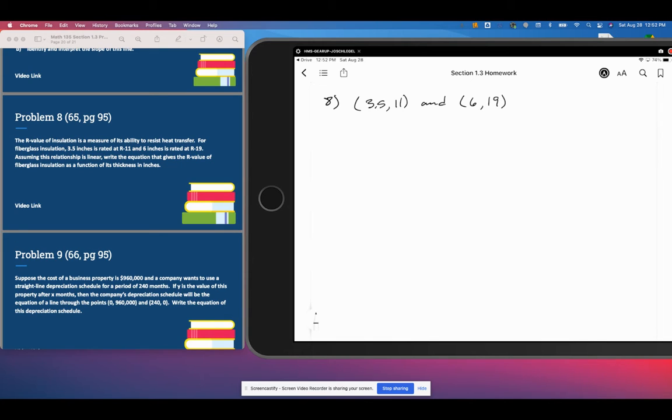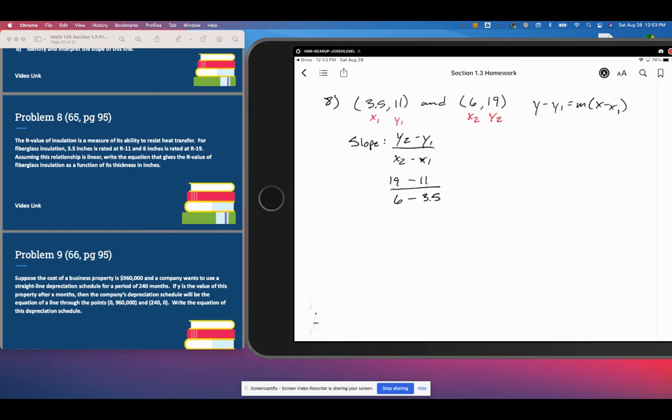So for point slope form, remember that point slope form is y minus y1 equals m times x minus x1. For point slope form, we are going to need the slope. And so I'm going to label x1, y1, x2, y2. And we'll go ahead and get our slope. Slope is y2 minus y1 over x2 minus x1. And again, I always put my minus sign in the middle. And so y2 minus y1 is 19 minus 11. And x2 minus x1 is 6 minus 3.5.